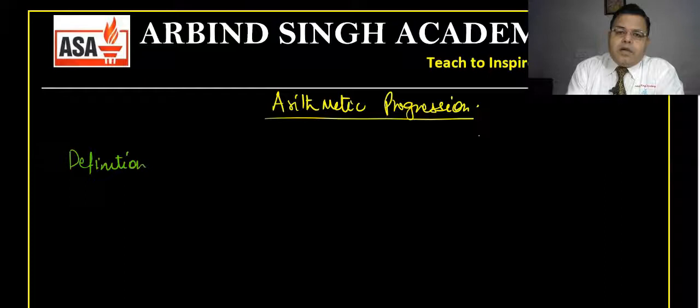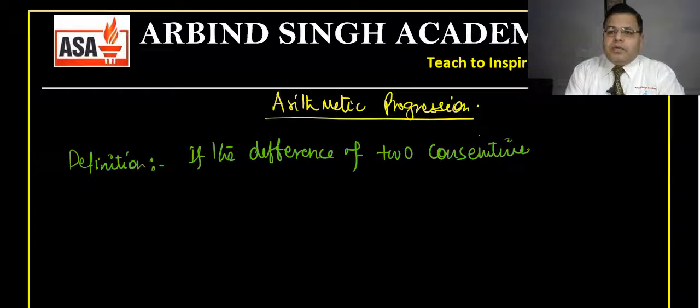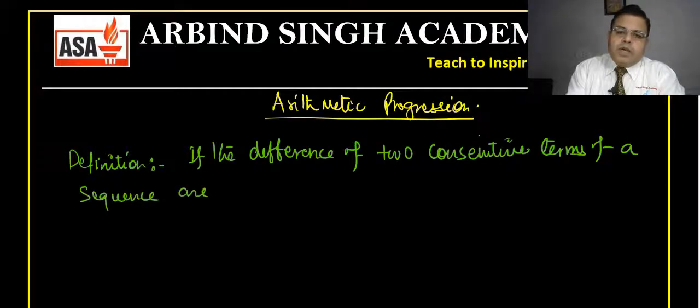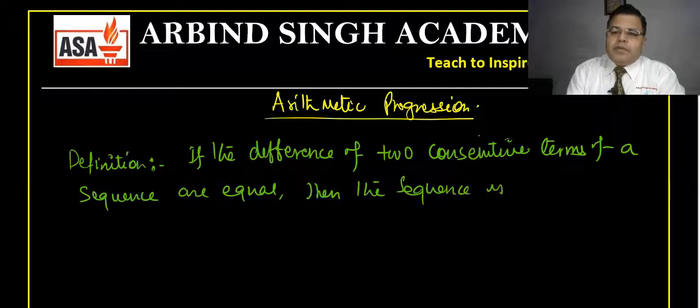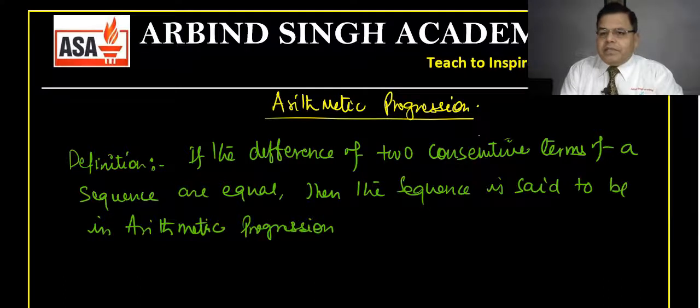So the definition is that if the difference of two consecutive terms of a sequence are equal, then the sequence is said to be in AP, in arithmetic progression. Progression is nothing else but all about the sequence and series. So progression includes sequence and series as well. So arithmetic progression, in short, is called an AP.